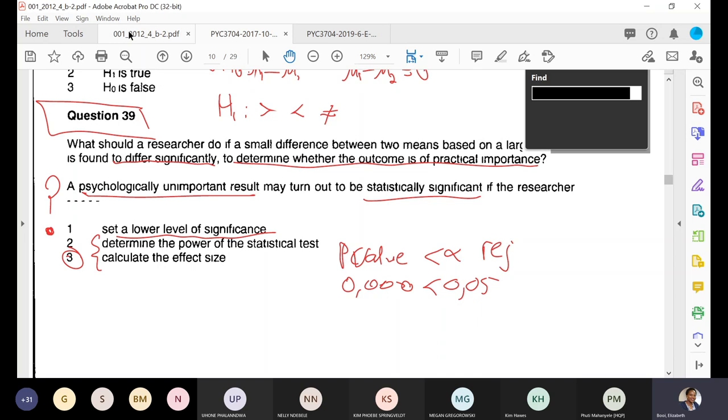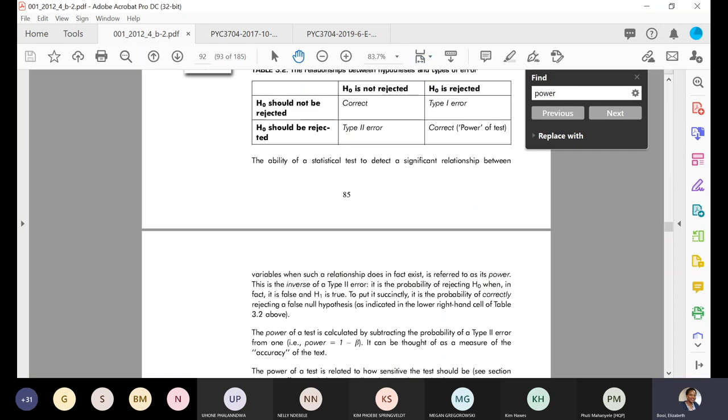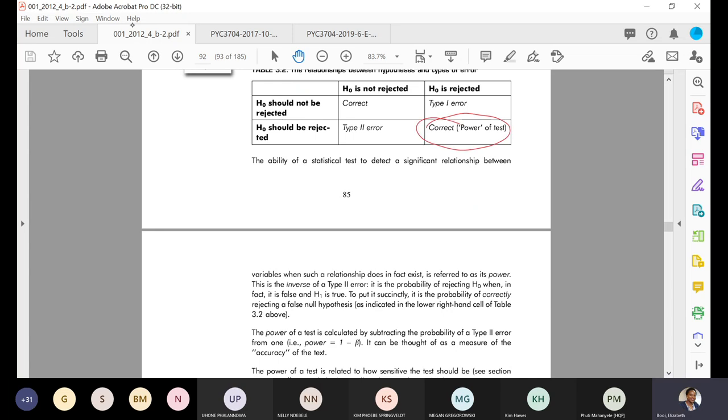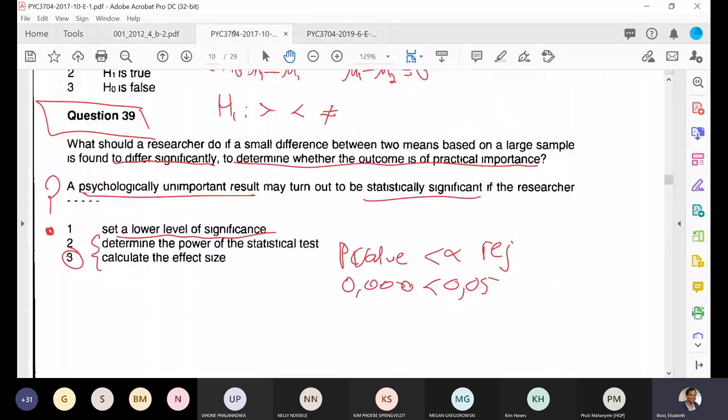And that is what is meant by the power of the test, by rejecting the null hypothesis when it should be rejected. And that is our answer for question number 39. Our answer is option 2.